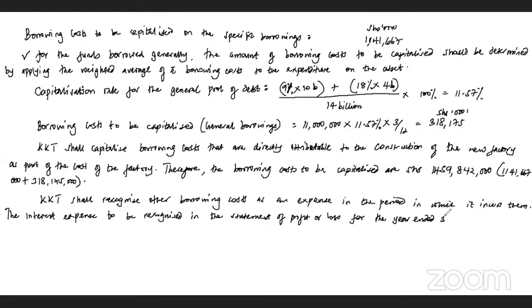ended when? When is the company's financial year end? That is 30th June 2018. The interest expense to be recognized in the statement of profit or loss for the year ended 30th June 2018 is shillings, in brackets say note. Let's see how we can arrive at the interest to be expensed. So this is your note.